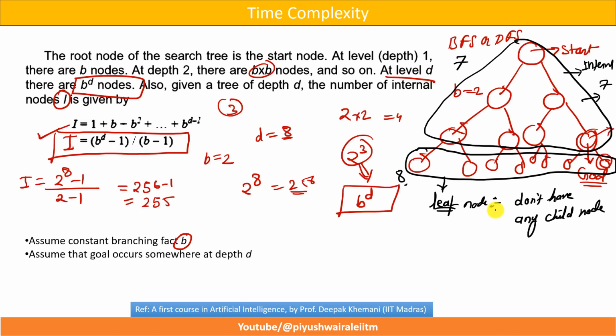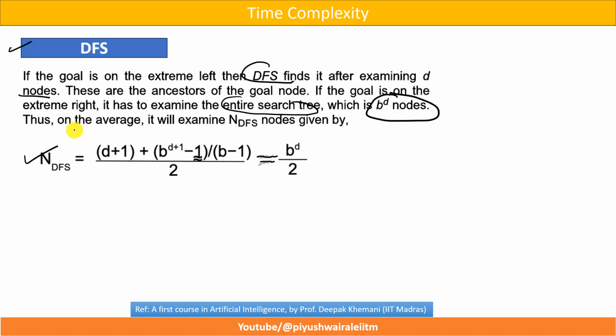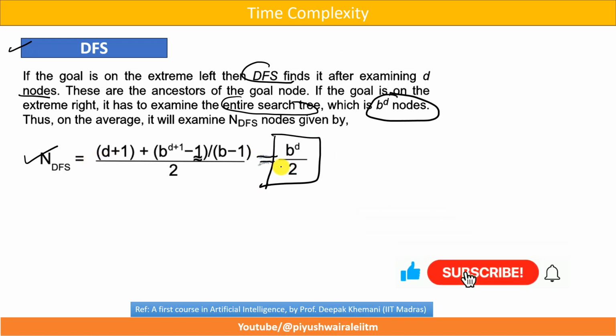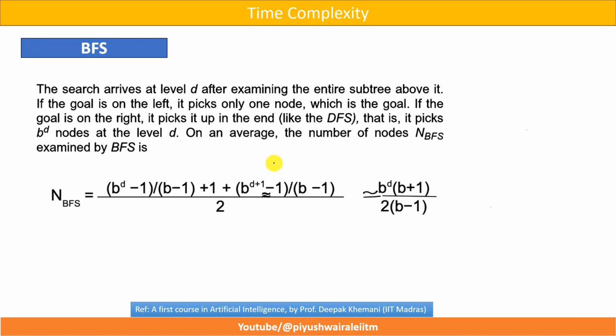So if our goal is present on this particular node, then DFS has to go through each node till it reaches this node. So on average, DFS will examine b to the power d by 2 nodes. Please remember this. On average, DFS will examine b to the power d by 2 nodes. But what will happen in the case of BFS? Same example, we are keeping the depth and branching factor the same. The search arrives at level d after examining the entire subtree above it. So it will go level by level.